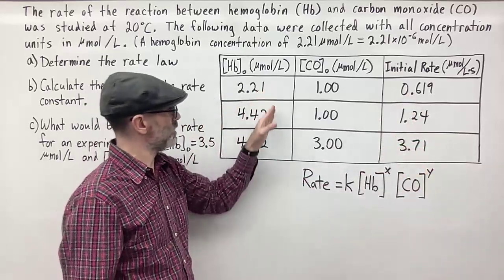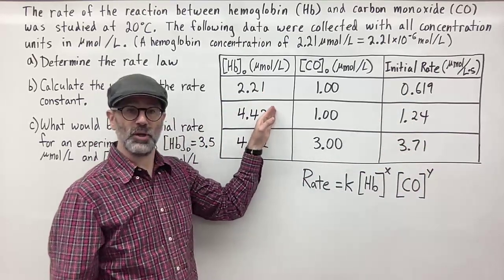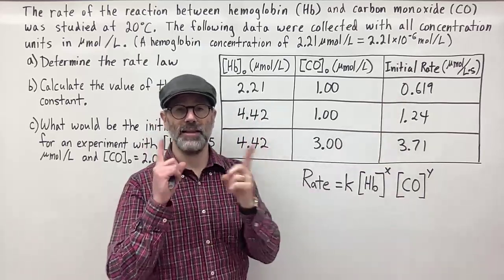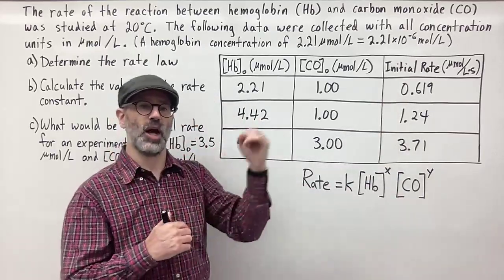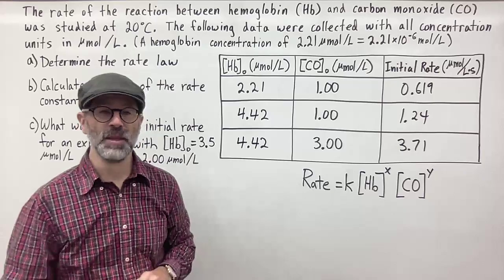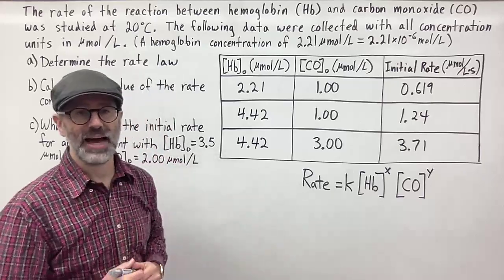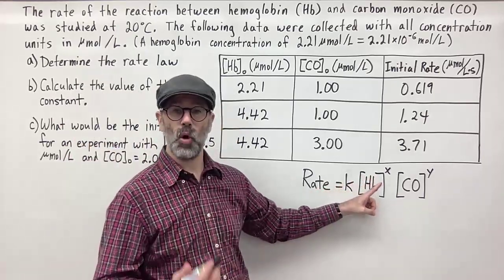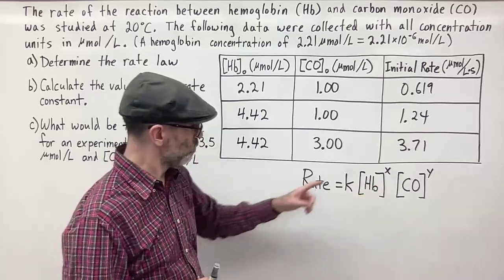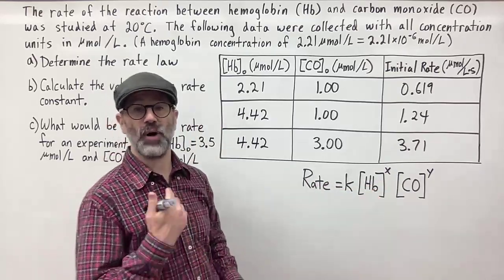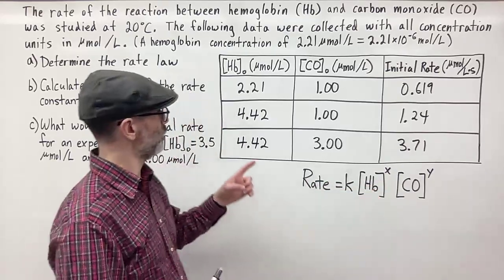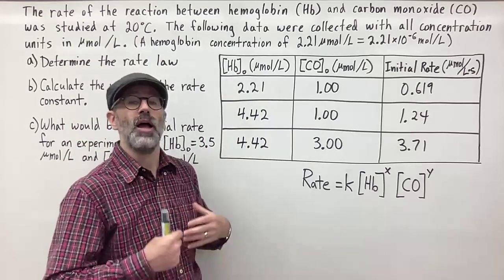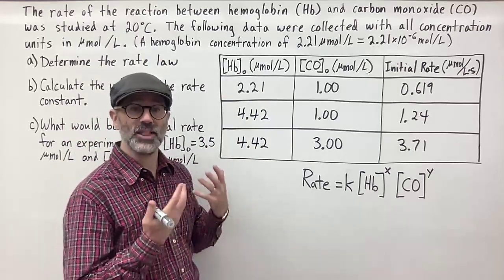So if I double the concentration of hemoglobin, that's going to cause the rate to double as well. And you see that there's that one-to-one relationship. If I double one, then I double the other. That indicates that your power for hemoglobin is a 1. This is a first order rate with respect to hemoglobin. So with respect to hemoglobin, it's first order. That means that the power is a 1.